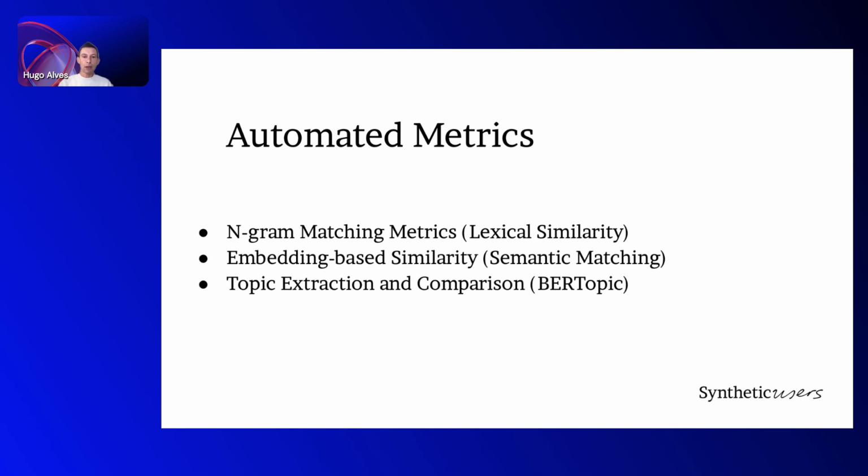Then you move into more embedding-based similarity, so semantic matching. So in this case, even if two sentences are not exactly the same in terms of syntax, as long as the topic and the sense and the meaning of them matches, these systems are already capable of understanding those matches. And for example, at Synthetic Users, we use topic extraction through BERTopic to extract topics automatically from human interviews and synthetic interviews and do that comparison automatically. So these are automated metrics.